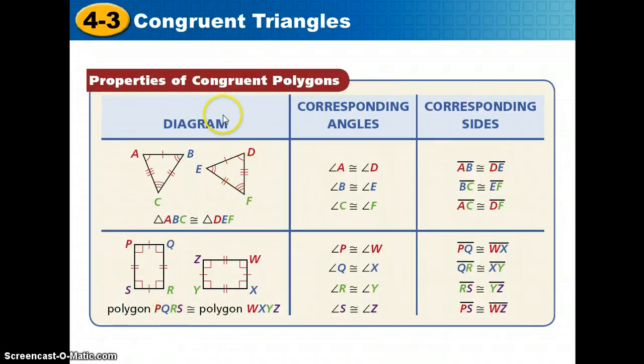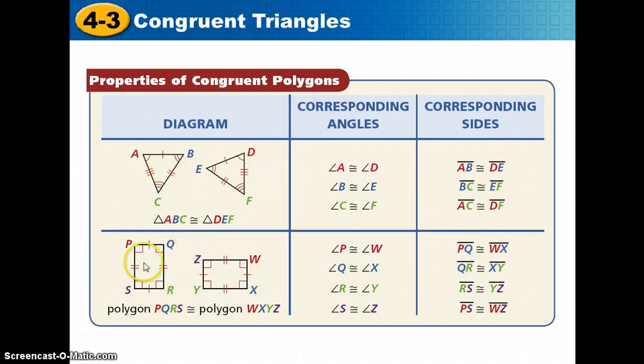So we have this set of properties first. If two triangles, ABC and DEF, are congruent, we know the corresponding angles will also be congruent. So A is congruent to D, B to E, and C to F. And corresponding sides are also congruent. This is the definition of congruent triangles.